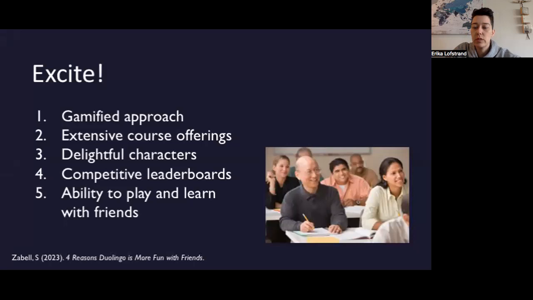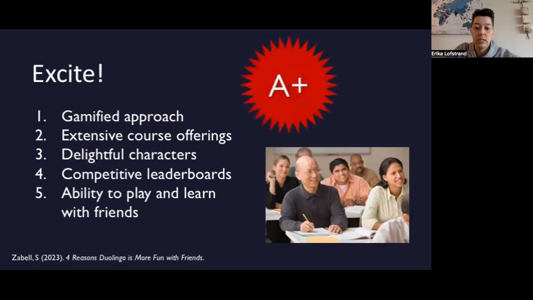Okay, so we're going to move on to the 4 E's now. I'm going to start with excite. So there are a number of strategies that Duolingo uses to excite the learner and to keep them coming back. They have mastered the gamified approach. They offer a large selection of courses, and the characters in the game are cheeky and entertaining. One feature I haven't mentioned yet that I think does a great job of exciting the learner is the ability to play with friends. It's possible to follow a friend and cheer them on when they hit a milestone, or even to compete in a weekly quest together to earn special rewards. For these reasons, I give Duolingo an A+ for its ability to excite the learner.